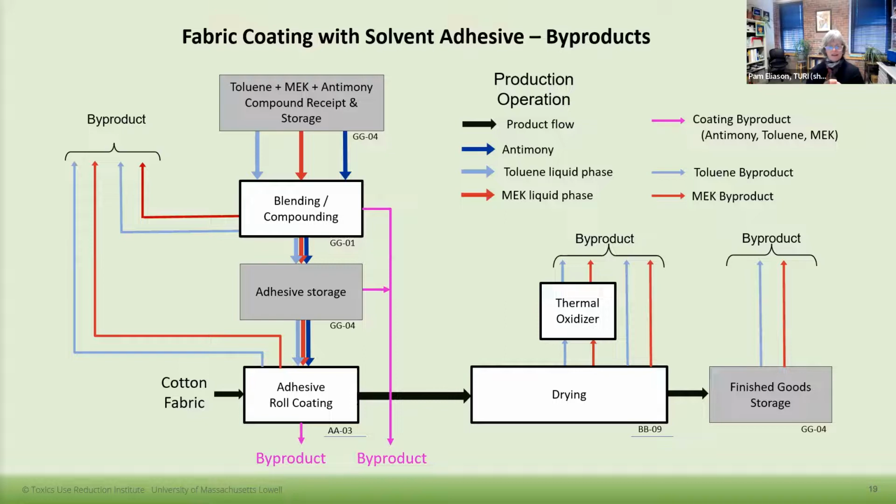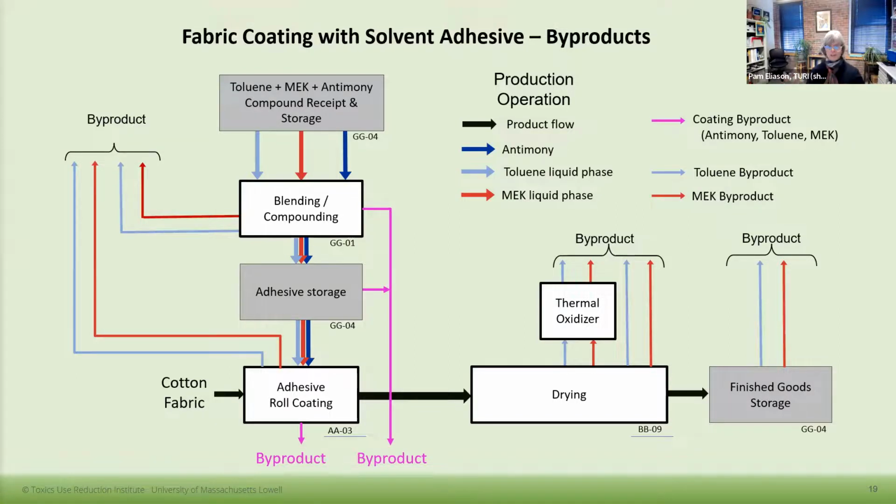formulation that needs to be scraped out of the tank periodically or something, or perhaps blended formulation that isn't meeting specs and needs to be managed differently. You could also have waste associated with just the storage aspect itself, and emissions in the roll coating, certainly. Emissions from the drying, you would have fugitive emissions as well as those emissions that are being directed into the thermal oxidizer in this case, some sort of pollution control device.